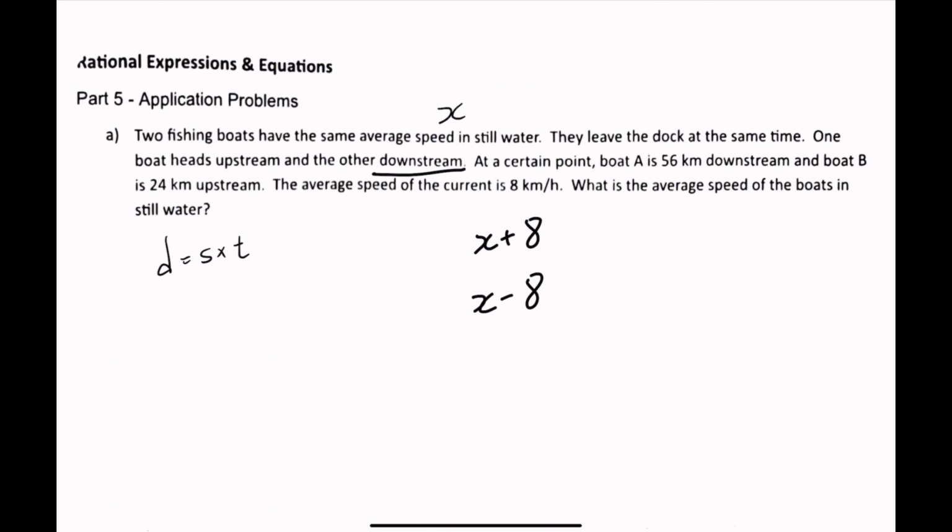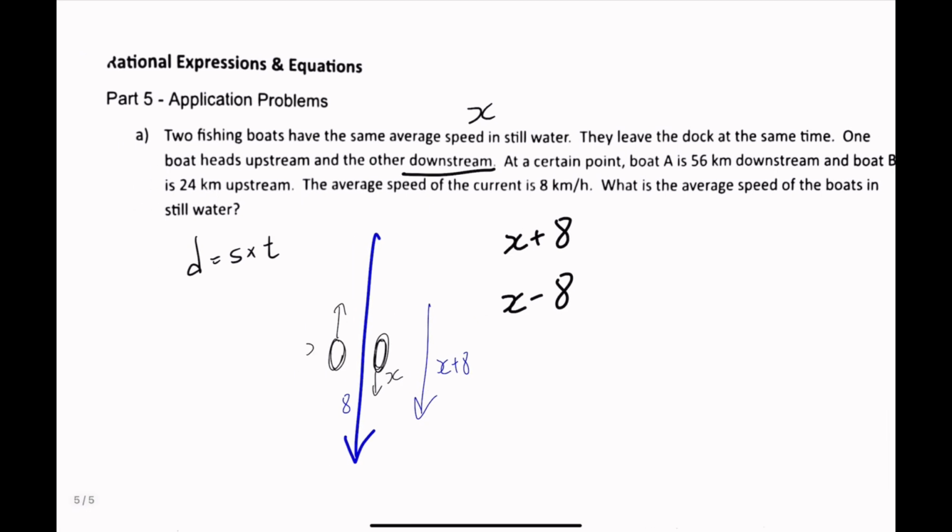So if we see that the river is flowing like that, right, then if we have the boat here and the boat's going at a speed of x, but the river is going at a speed of 8 kilometers per hour, that means the total is going to be x plus 8 for this boat. And the same thing for the boat heading the opposite direction.